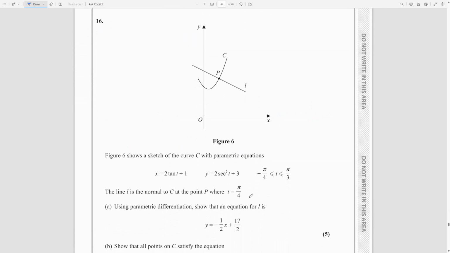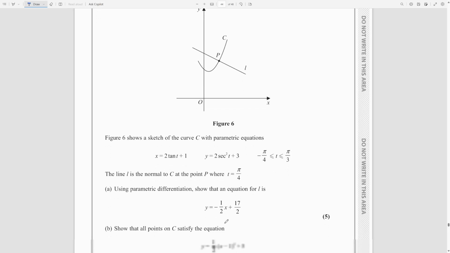Okay, question 16. Figure 6 shows a sketch of the curve C with parametric equations x is 2 tan t plus 1, and y is 2 sec squared t plus 3, and t is between negative pi over 4 and pi over 3. Line L is normal at the point where t is pi over 4. Using parametric differentiation, show that the equation for L is that.